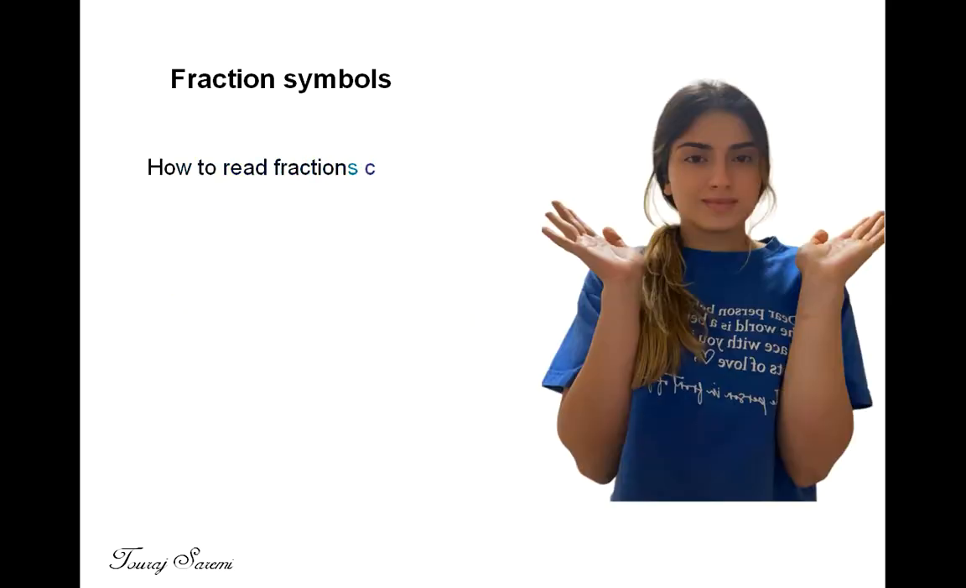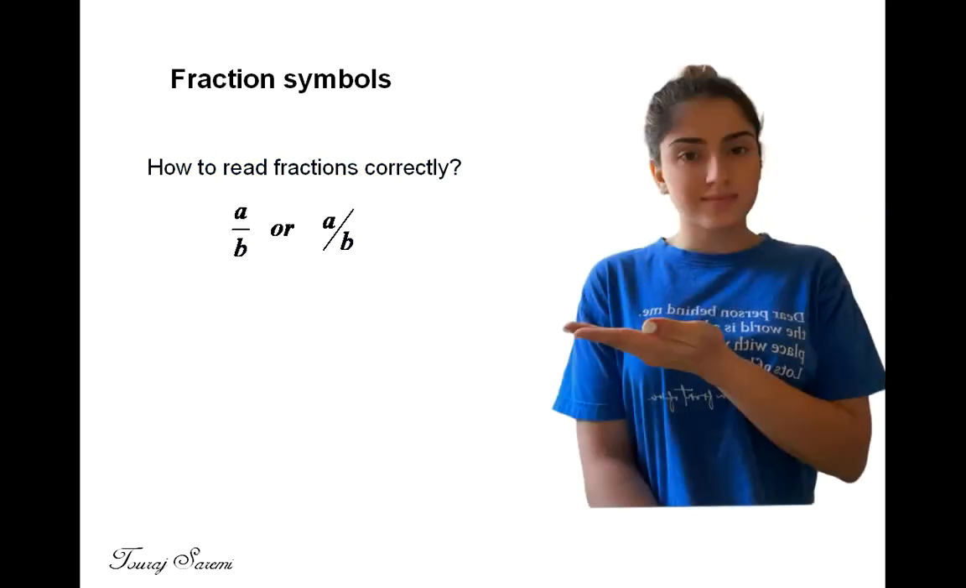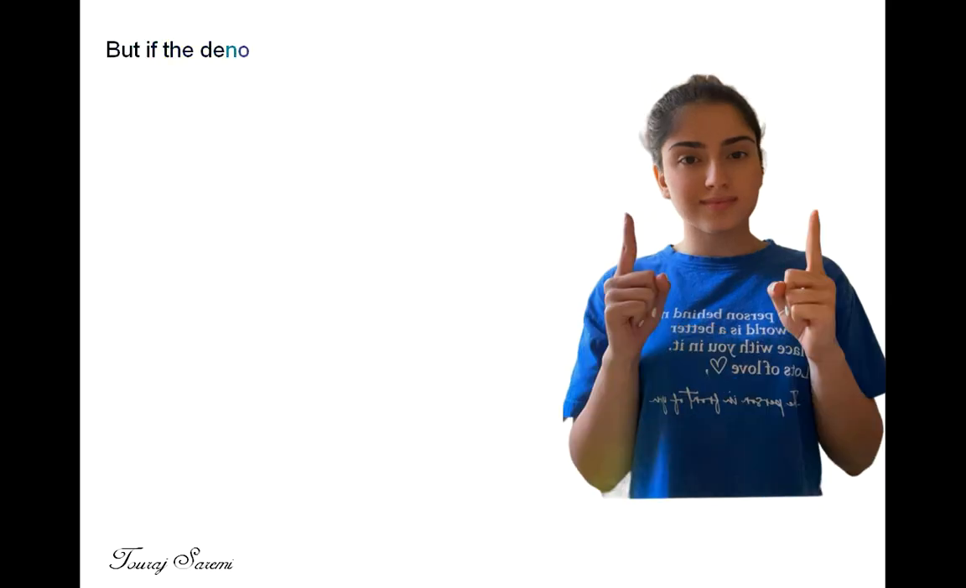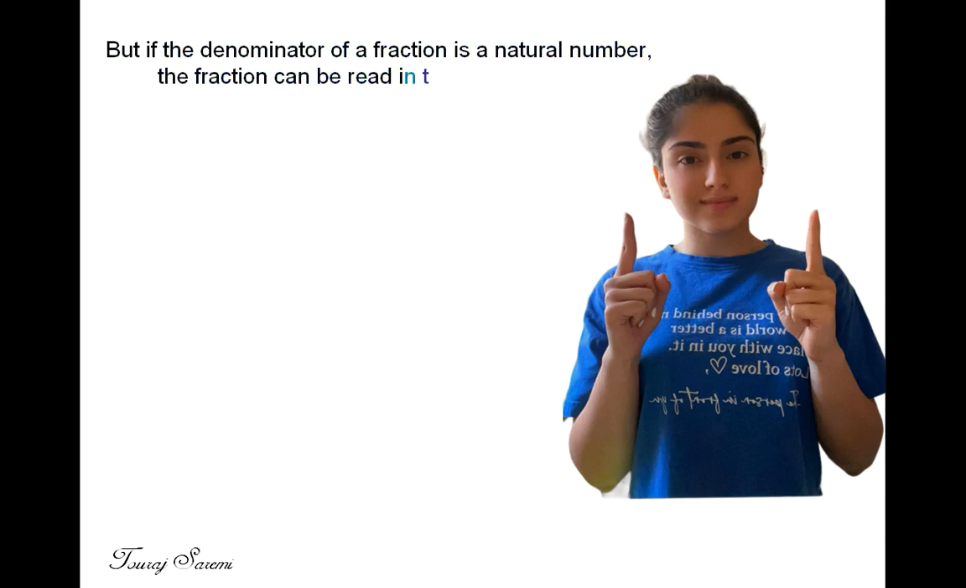How to read fractions correctly. In general, we read both symbols a divided by b, or a over b. But if the denominator of a fraction is a natural number, the fraction can be read in the following way. A over 1. For example, 5 over 1.